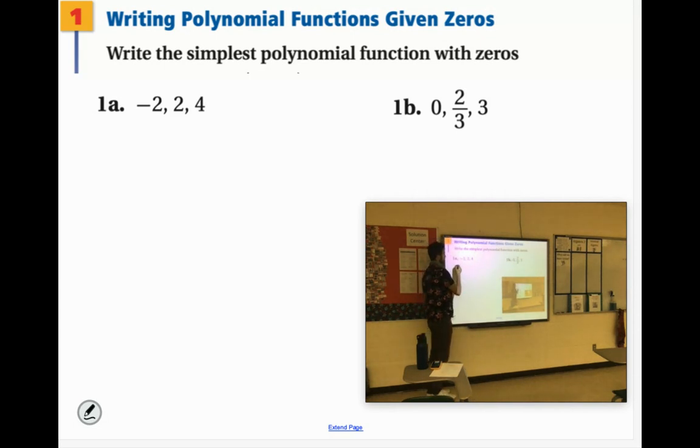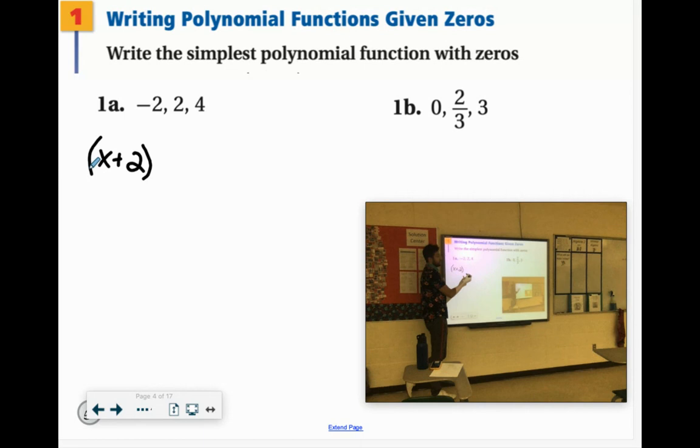The x is -2, the 0 is -2, so that means it would have to be written as x plus 2. Another 0 is +2, so we would write x minus 2. And a 0 is 4, so we would write x minus 4.